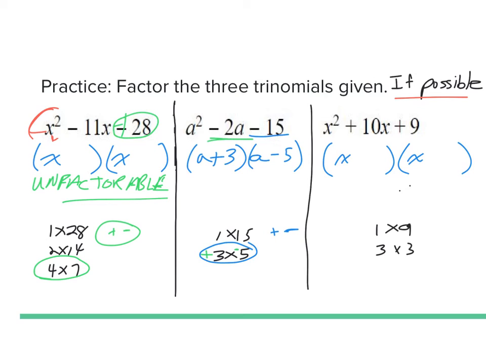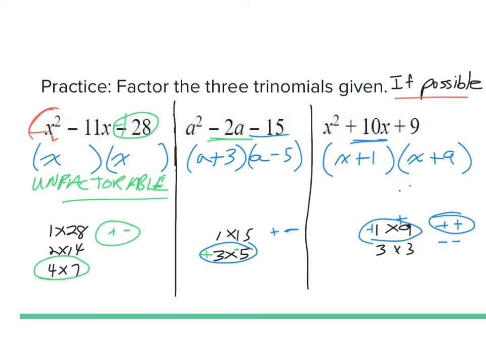The last one, you have to multiply to 9, add to +10. 1 and 9, 3 and 3 are our only options. In order to add to +10, you would have to have a positive and a positive, and also to get a positive at the end, you'd have to have a positive and a positive, or a negative and a negative. But in order for that middle term to be positive, we have to have two positives. And the only thing that would give us 10 would be the 1 and 9. The 3 and 3 is not going to work. So we're going to go positive 1, positive 9, and then you are finished.